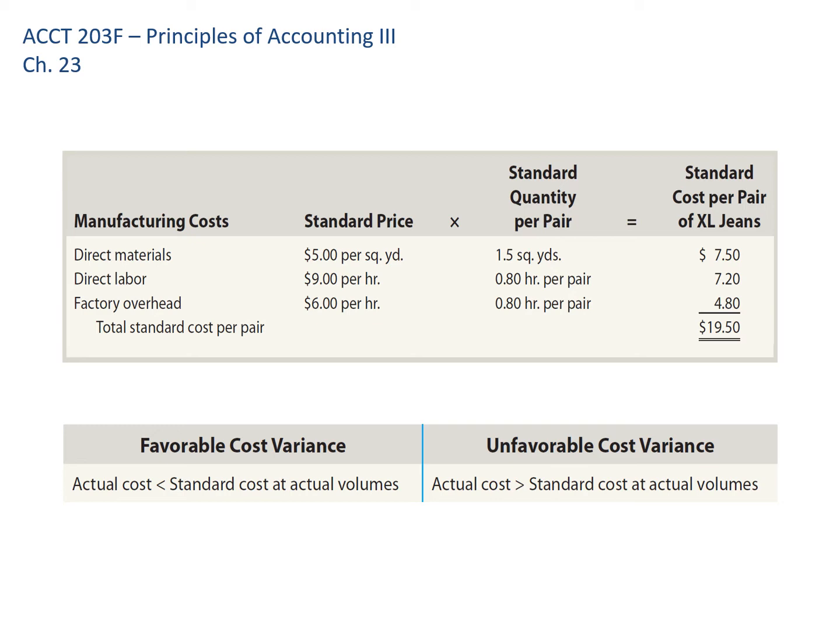So when we compare actual cost against this, we're either going to get favorable cost variances or unfavorable cost variances. So if we manage to make a pair of jeans for $19.20, we have a favorable cost variance. The actual is less than the standard. If we make a pair of jeans and it's $20.22, that's an unfavorable cost variance. The cost is greater.